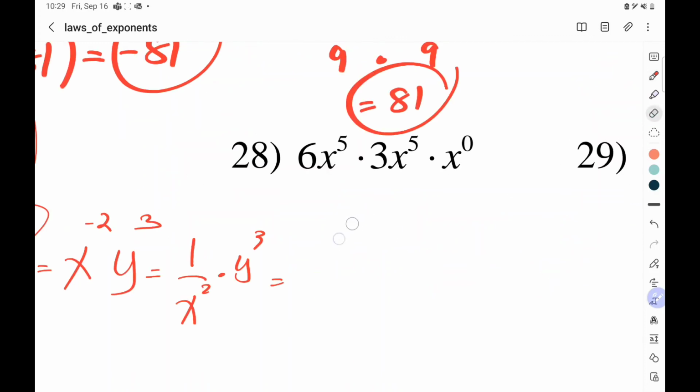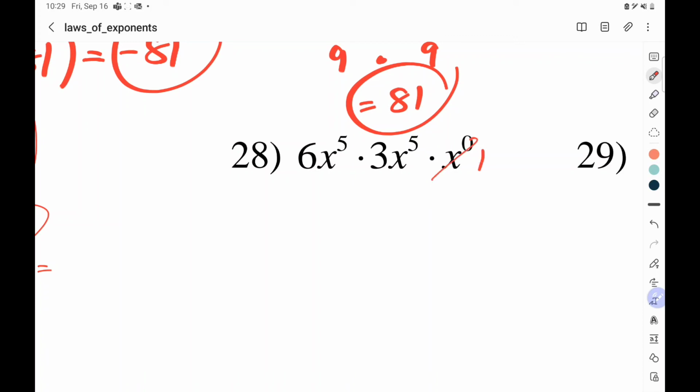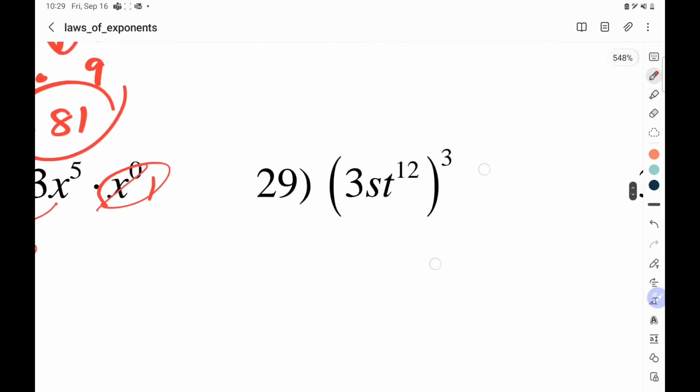Now for number 28, we can just cancel x to the power of 0 because this is equal to 1, right? Now we have 6 times 3, that becomes 18. x to the power of 5 times x to the power of 5 becomes x to the power of 10. That's it. Then times 1 is still the same.